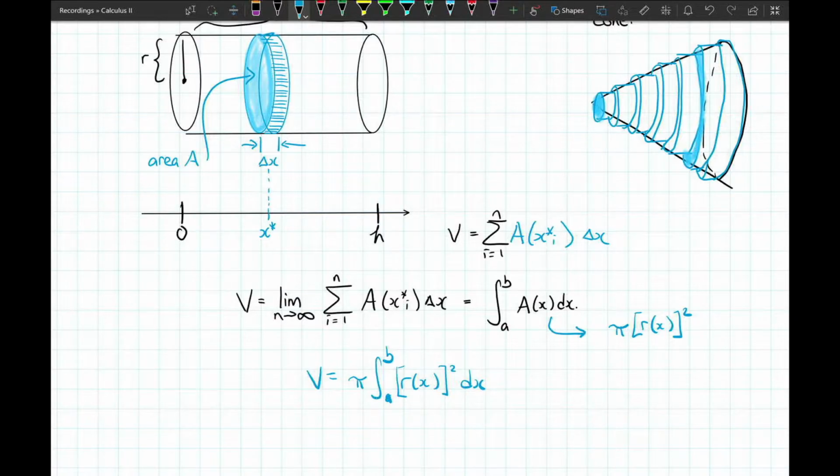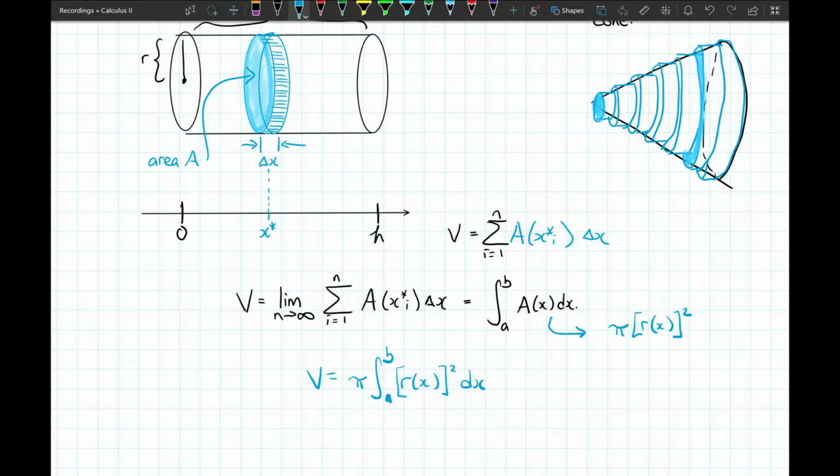In the circular cylinder, that was from 0 to h, and the radius would always be a fixed constant. And if you integrate pi times the definite integral from 0 to h of some constant r squared, you should end up getting pi r squared h. Well, let's try finding the volume of that cone.